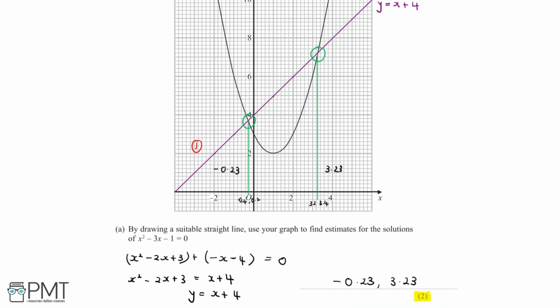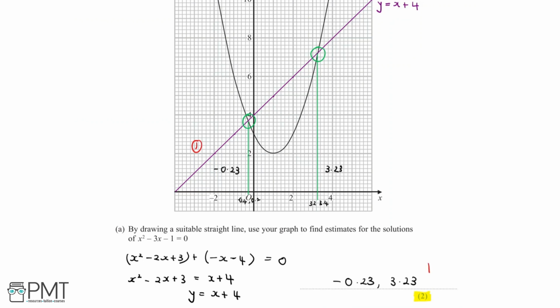So for the first solution, any answer between minus 0.4 and minus 0.2 is accepted. Minus 0.23 falls within this range, so that's okay. And for the second point of intersection, the mark scheme asks for any answer in the range 3.2 to 3.4. 3.23 falls within this range, and so this answer is also okay. We'll therefore get our second mark for getting correct solutions of x squared minus 3x minus 1 equals 0.